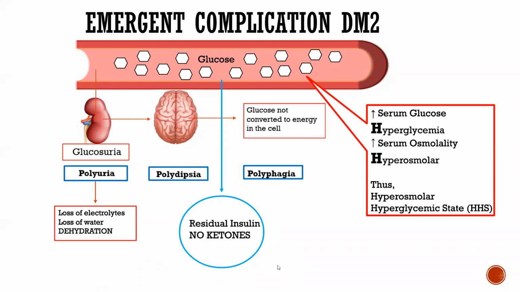The difference though is you have residual insulin, and you have no ketones, so you're not muscle wasting per se. But you have a high serum glucose, hyperglycemia, so you have a high serum osmolality as well. You're hyperosmolar. That's where HHS comes from, hyperglycemic hyperosmolar syndrome, or state, depends on what you say. With that loss of electrolytes and water with the urine, as you can see, you have dehydration.